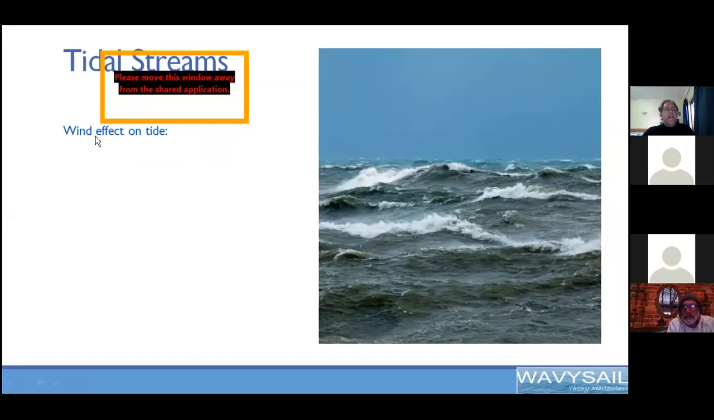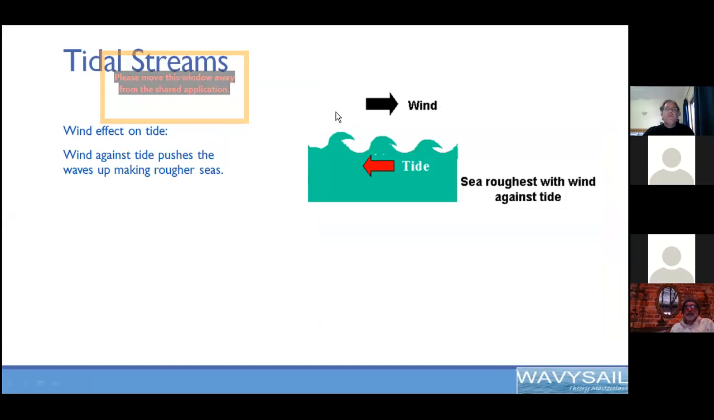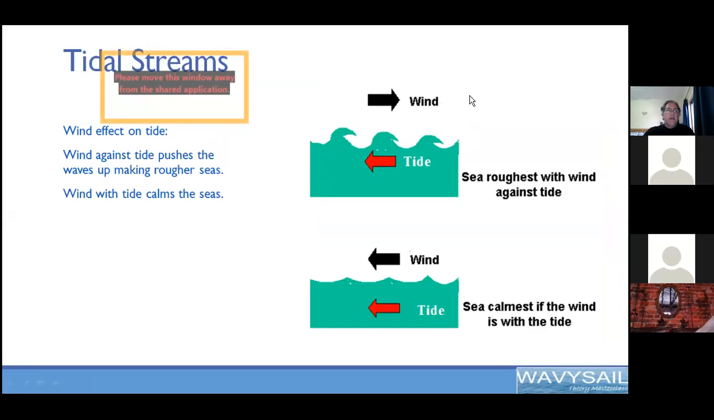What is the effect of wind on our tide? Now, this obviously affects us as sailors enormously. When we've got wind against tide, it makes the sea very, very lumpy and bumpy, and it's not very nice at all. When we've got wind with the tide, it makes it very calm and flat, even flatter than normal conditions would have. So it's lovely sailing in that.